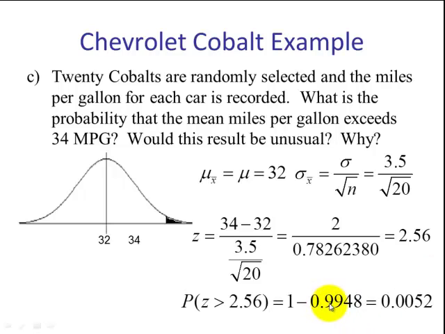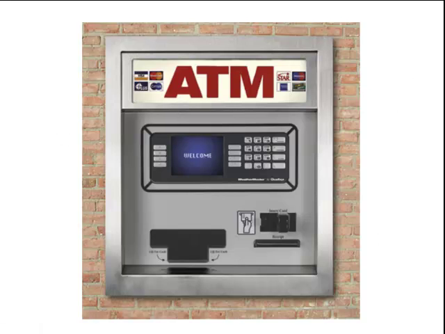We see it's 0.9948. We have to do 1 minus that probability because we want area to the right, which is 0.0052. Now, is this result unusual? Yes, this is less than 5%. This is a very small number. So as the sample size increases, the probability of getting values that are away from the mean becomes smaller and smaller. Let's look at another example.